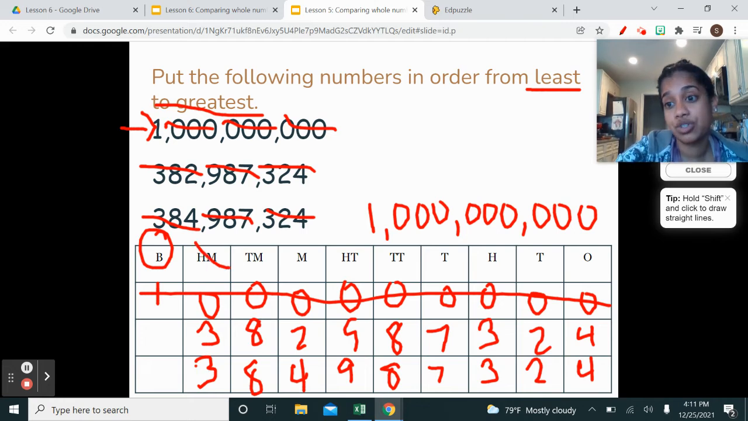Let's move on to our 10 millions. That one has 8 10 millions, and then again, 8 10 millions. Exactly the same thing. That doesn't do me any good. I don't know which one's bigger or which one's smaller. So let's move on to our millions. Maybe our millions will give us a hint.